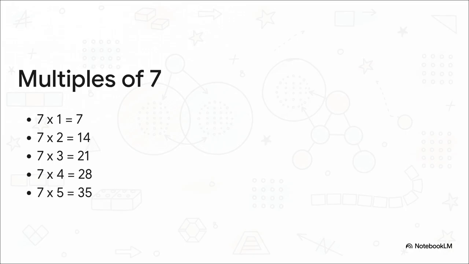And a multiple is simply what you get when you multiply a number by any whole number. That means finding multiples is basically just playing out your times tables. The first 5 multiples of 7, just count them up. 7 times 1 is 7, then 14, 21, 28, and 35. Super simple, right? But trust me, it becomes incredibly powerful when we start comparing numbers.